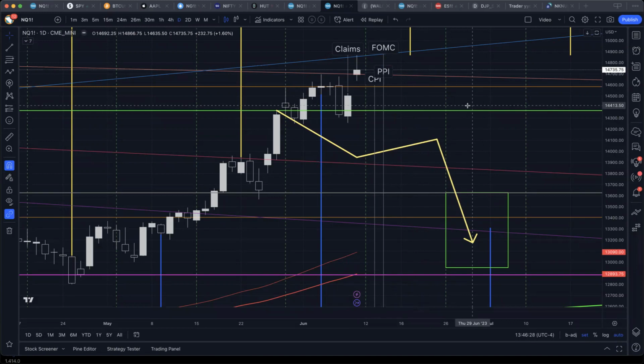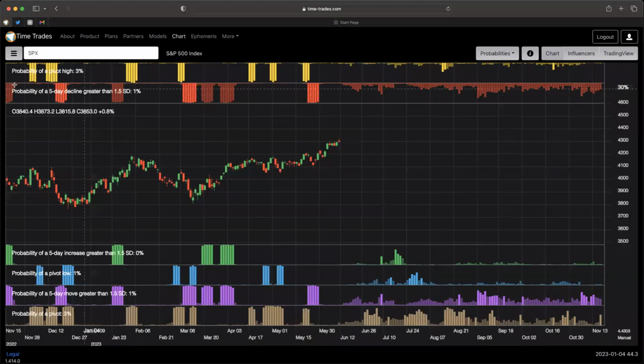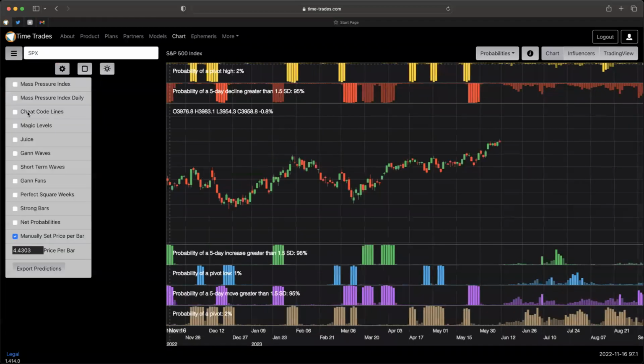So one of the things I'm looking at here is a lower low than what we got last week. And I'm looking for a continuation down into this green box here between June 26 and July 6. And this would align with the machine learning probabilities in time trades. This would also align with the mass pressure index in time trades.